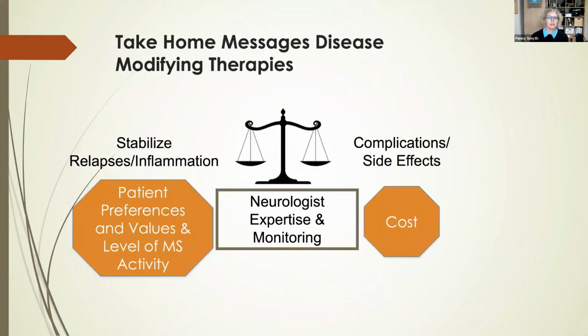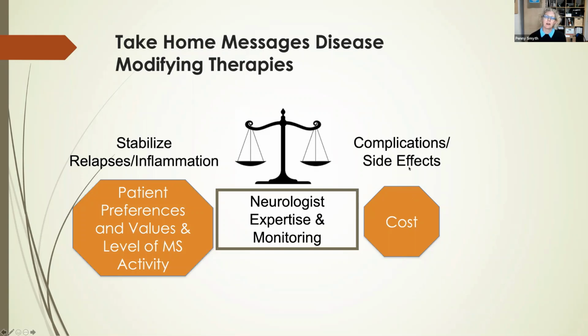So my take-home message on disease-modifying therapies is that we have a lot of therapies available that stabilize relapses and inflammation, better given earlier in the course of the disease and when people are a bit younger. But this is highly based on patient preferences. Do they want to take a pill versus getting an IV infusion every 6 months? What kind of values do they have? Are they planning on getting pregnant? Because some of our patients we can't give certain therapies to if they're wanting to become pregnant. And what kind of complications or side effects are they willing to risk?